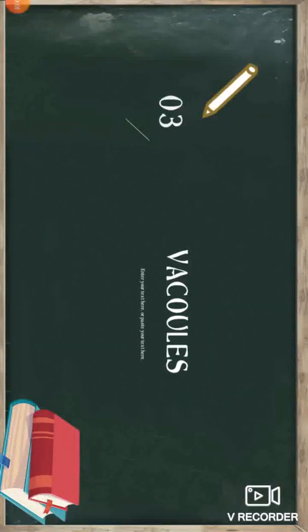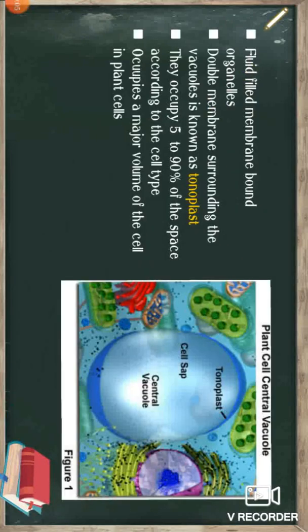Moving towards our third organelle of the endomembrane system, that is vacuoles or cytoplasmic vacuoles. These are non-cytoplasmic areas present inside the cytoplasm, or rather fluid-filled membrane-bound organelles, which are surrounded by a membrane known as the tonoplast. And this membrane is a semi-permeable membrane. They occupy around 5 to 90% of the space according to the cell type, and they occupy a major volume of the cell in plant cells.